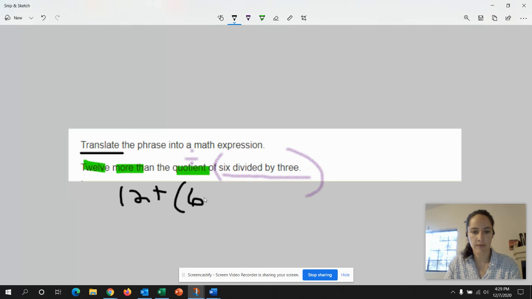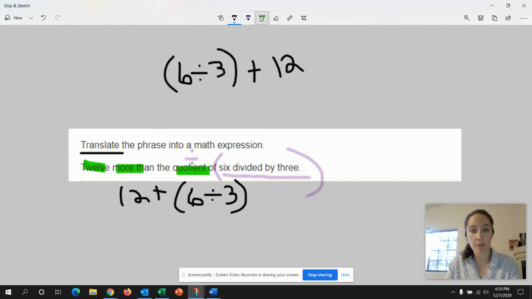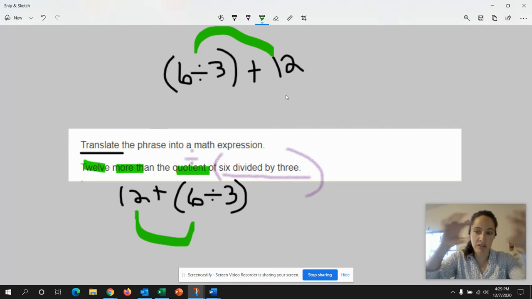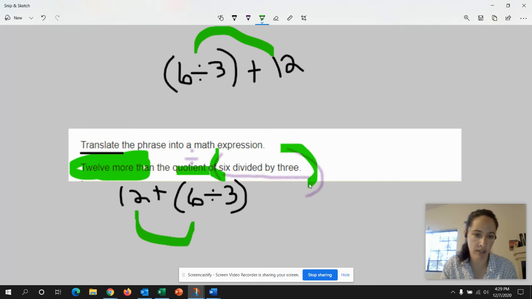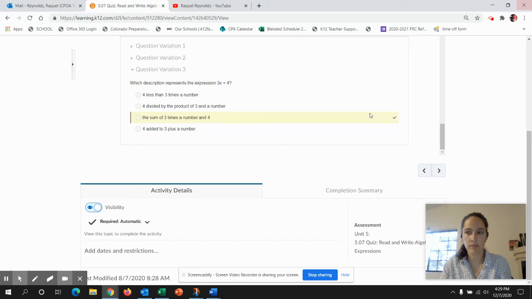So it could be like that, or it could be, which we should be talking about, the commutative property of addition, meaning order doesn't matter. See how it's 12 plus 6 divided by 3 or 6 divided by 3 plus 12, but we just switched them. Anyway, so it's 12 more than, so we know it's going to be plus 12. The quotient of, which means it's parentheses, 6 divided by 3. 12 more than, yeah, perfect. There you go. It says that makes sense.